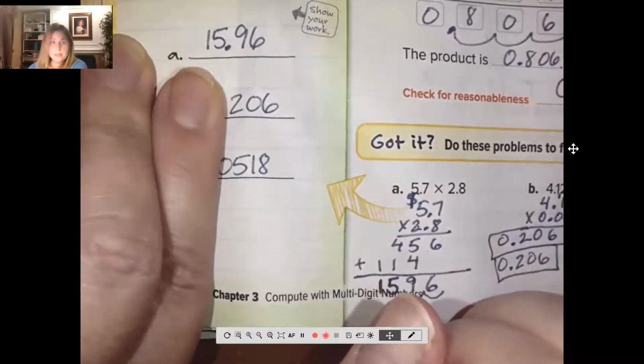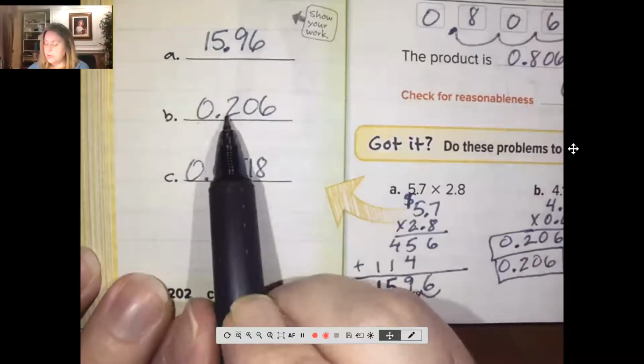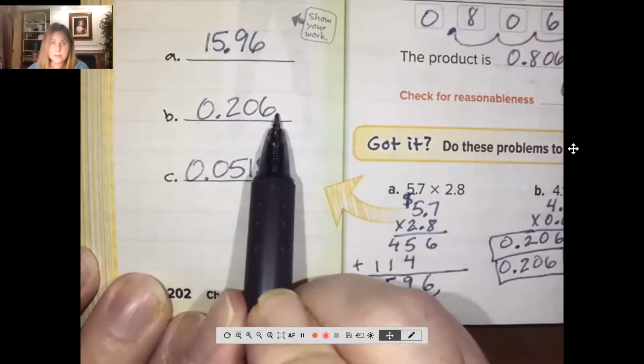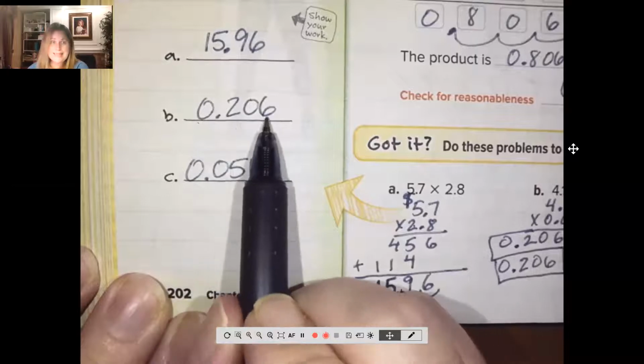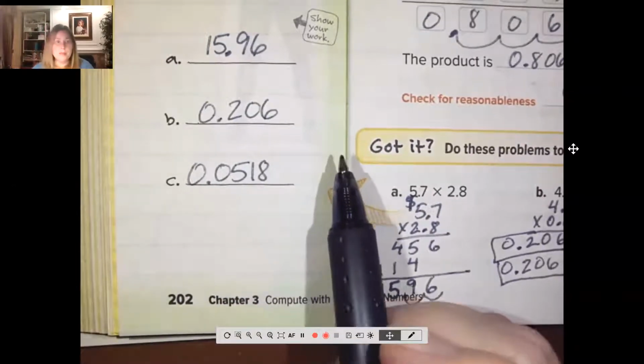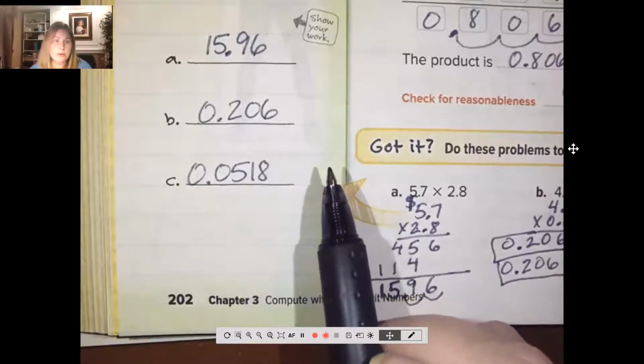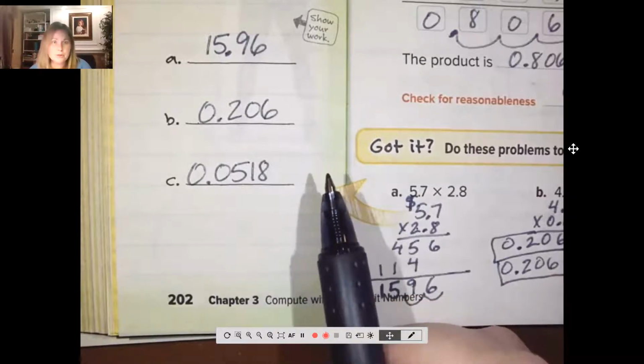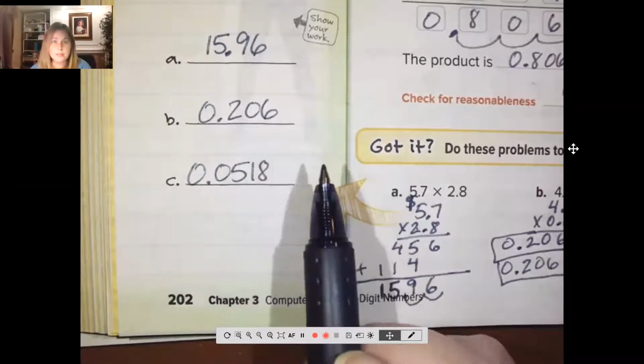This is 206. This is tenths, hundredths, thousandths. So this would be 206 thousandths. And you might be saying, well, I'm not memorizing that. That's a waste of my time. I don't want to learn those. I don't need to learn those. I'm just going to say 0.206 and be done with it.